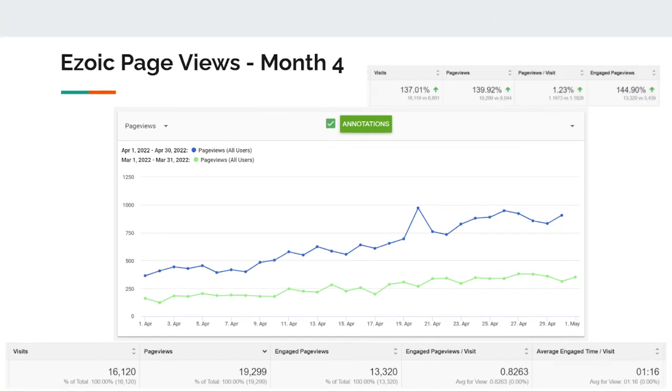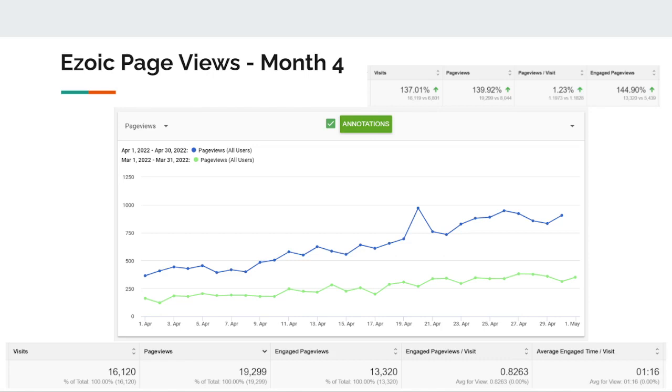And what we see here are the Ezoic page views month over month for month 4 versus month 3, so April over March. We can see that we had 130% growth of our visits, 140% in page views. Everything is going up, which is great. On the bottom of the screen, you can see the total visits. So the total visits was 16,000, which yielded 19,000 page views.